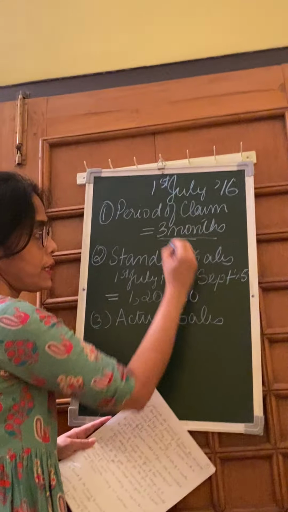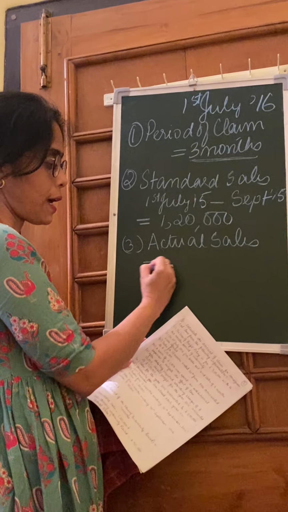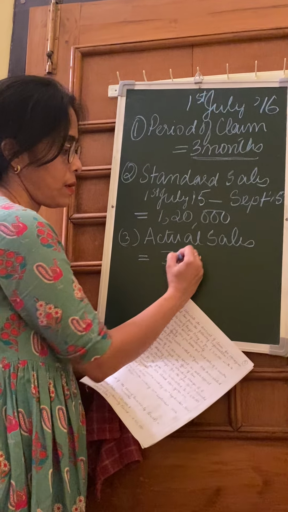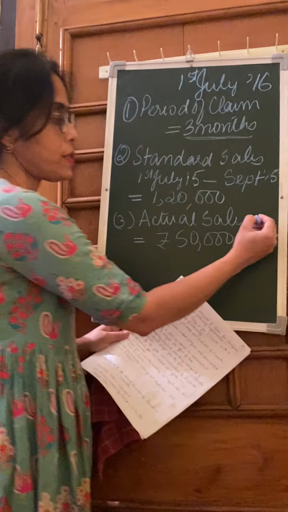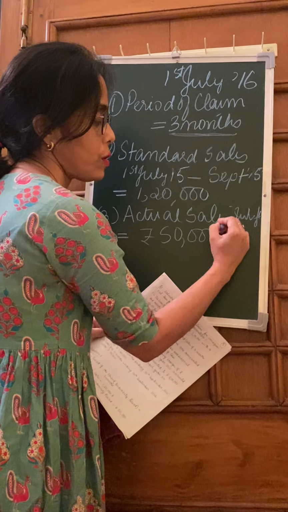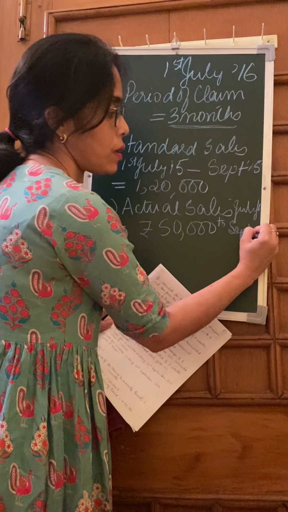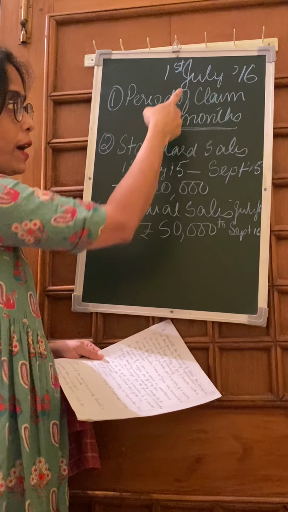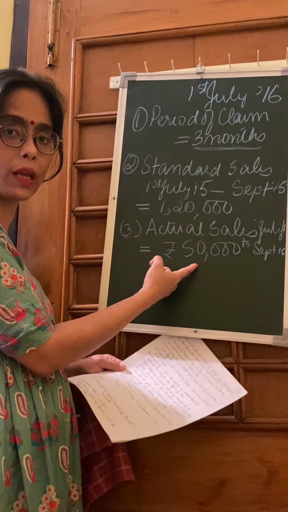Actual sales means, in these 3 months, that is July 16 to September 16, what has been our actual sales? Our actual sales was rupees 50,000. Okay, actual sales means July 16 to September 16. Standard sales during this period is 1,20,000. Our fire took place on 1st of July. So in these 3 months our sales was 50,000.